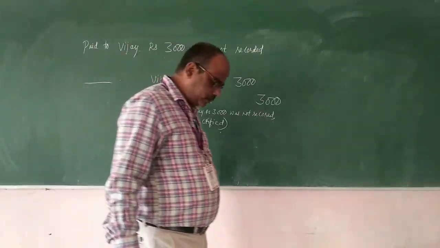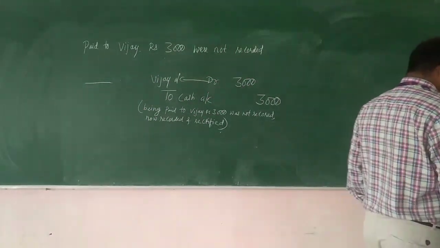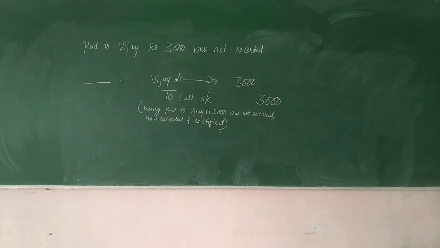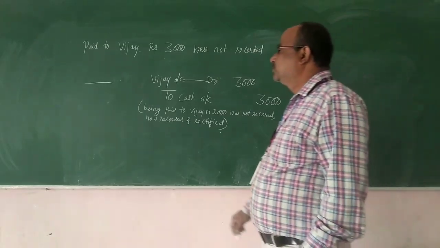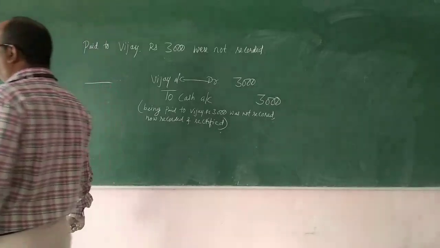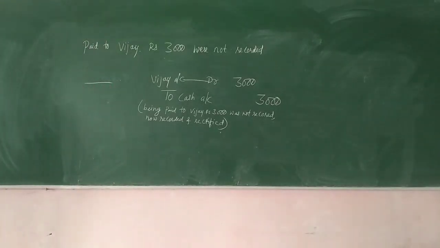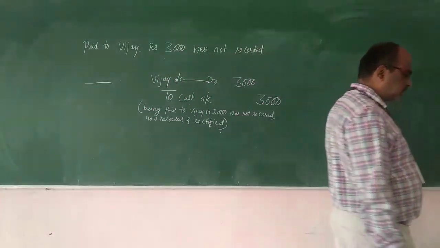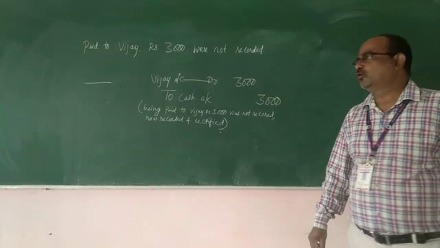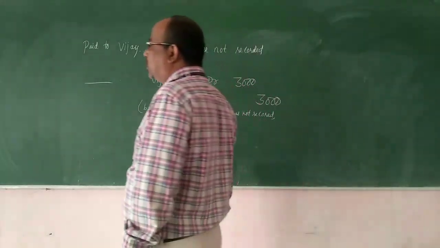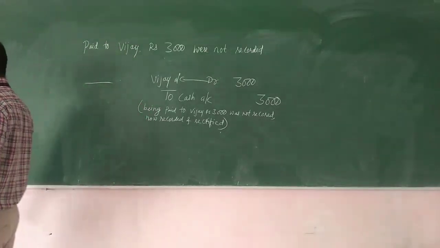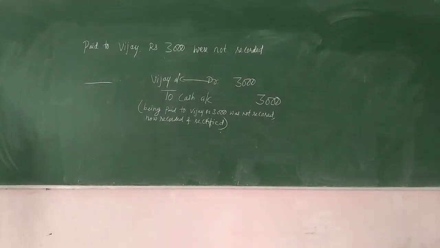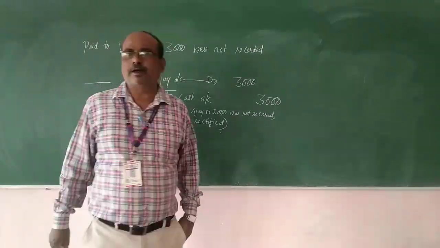So what had happened? There was an omission of rupees 3,000 in the account of Vijay, which you had paid, but it was not recorded in the books. Now you have recorded that. So the mistake was due to complete omission. Here we recorded the correct transaction and rectified the error. Write down this.